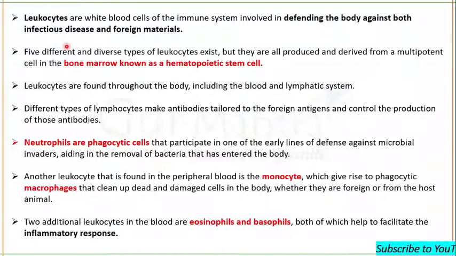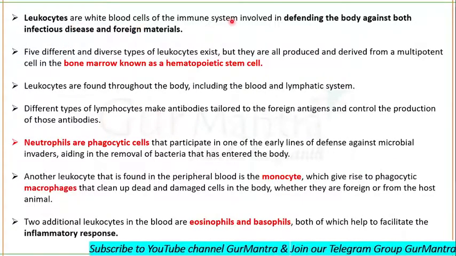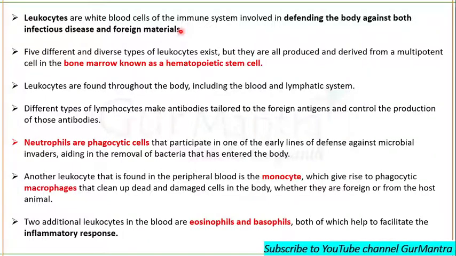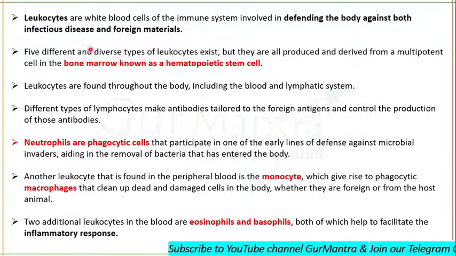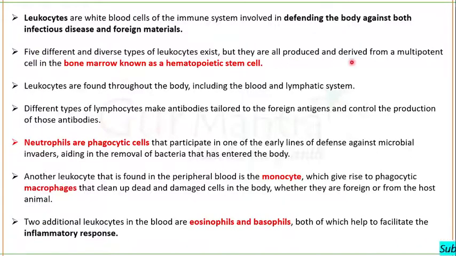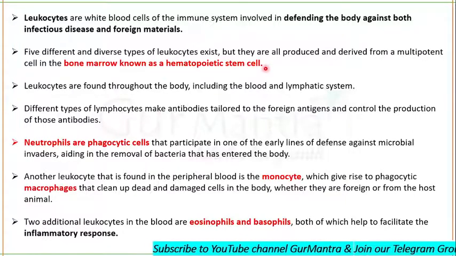And now talk about leukocytes. We know about erythrocytes. Now let's talk about leukocytes, also known as white blood cells. What are they going to do? Some of them are going to defend your body against some infectious diseases and pathogens. You will mainly see 5 different types of leukocytes, and they are the product of multipotent cells in the bone marrow known as hematopoietic stem cells.